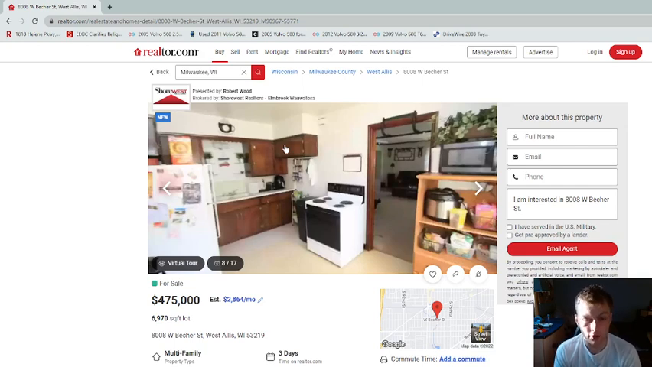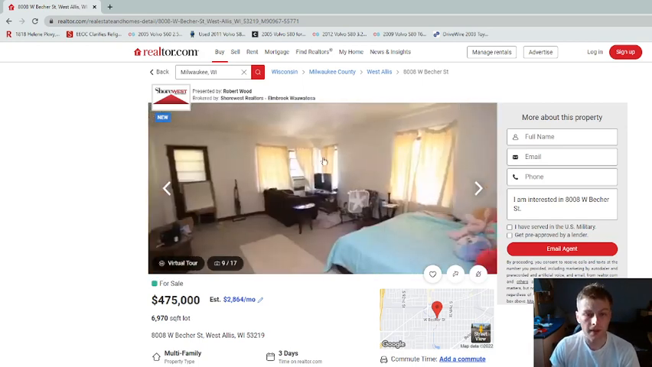You could insert new appliances, a new stove, a new fridge. You could insert new cupboards and potentially new flooring in the living room area. New windows, new blinds, new carpet, maybe a new door. These are all examples of great value-add opportunities to this property. And as you renovate the units, the rent prices are able to increase, which in turn increases the value of the property, which is very advantageous for the owner.